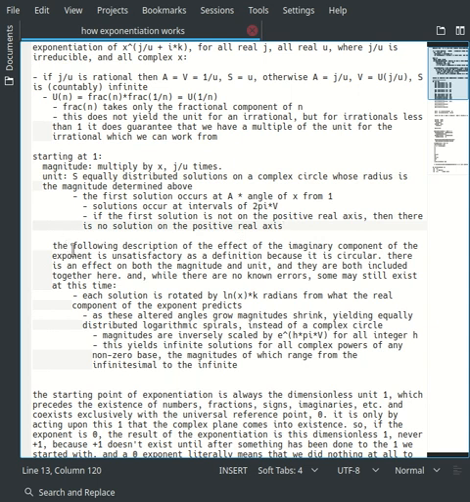Alright, now this next part is for the imaginary component of the exponent. The following description of the effect of the imaginary component of the exponent is unsatisfactory as a definition because it is circular. So this is not a definition, it is a description. There is an effect on both the magnitude and unit. So if I were to properly bring this in, it should affect this part and this part separately. But because I don't really even know how to say it, and there's already difficulty saying this, I'm separating it off. Okay? And they are both included together here.